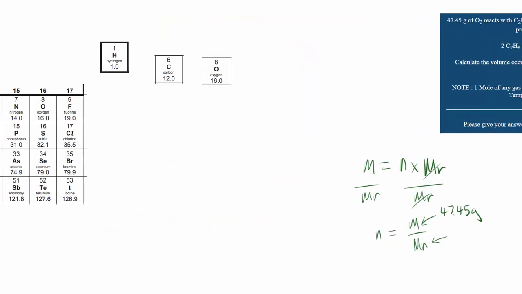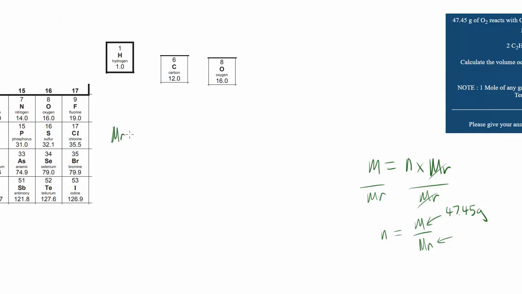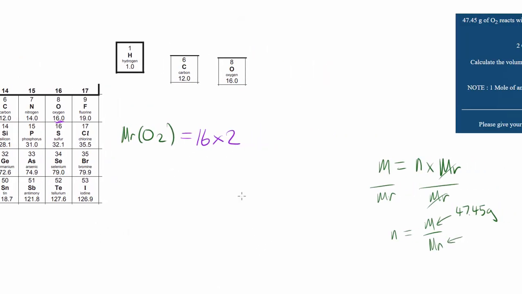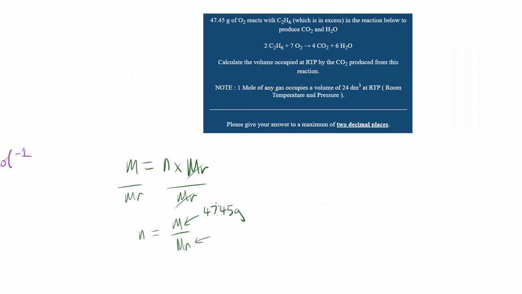For O₂, if we're looking at the Mr for O₂, you can see here that the relative atomic mass for oxygen is 16. And so the Mr for O₂ is going to be 16 multiplied by 2, because there's 2 oxygen atoms, and that's going to give us 32, in grams per mole. So now we have both: we've got the mass and we've got the molar mass, the 32.